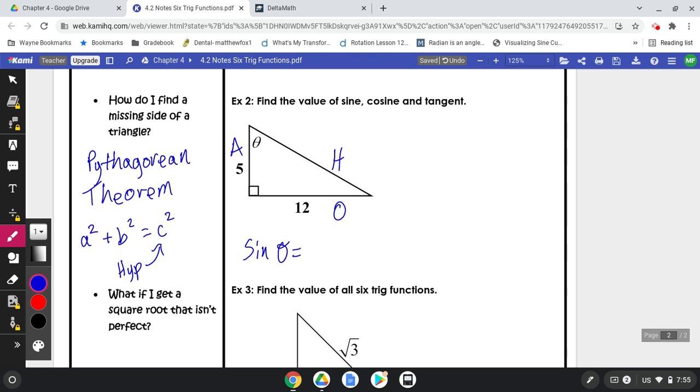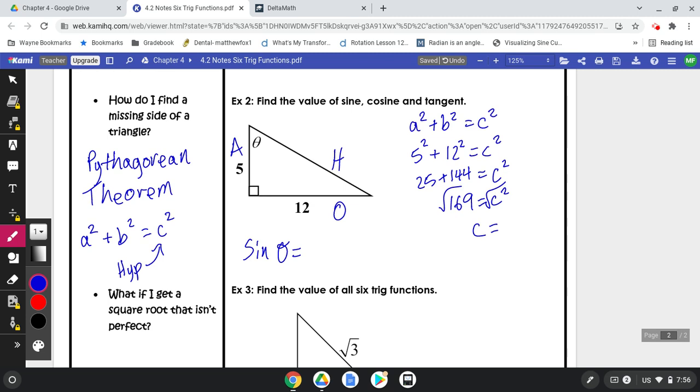That is our hypotenuse. So in this case, if we have a squared plus b squared equals c squared, I don't care which one's a and which one's b. I'll just put 5 squared as a, and 12 is my b, so 12 squared equals c squared. Now 5 squared is 25 plus 144. If you can't do those in your head, that's fine. Use a calculator. Remember, 12 squared means 12 times 12. Now 25 plus 144 is 169. That equals c squared. To solve that, we take the square root. The square root of 169 is 13.